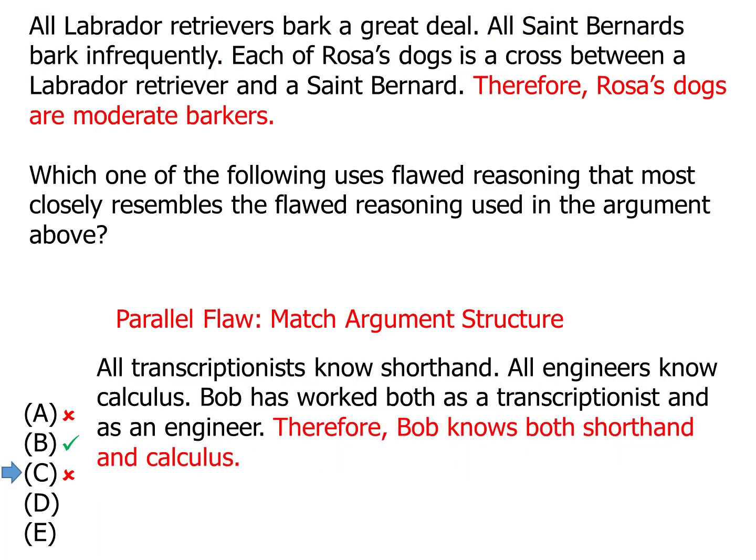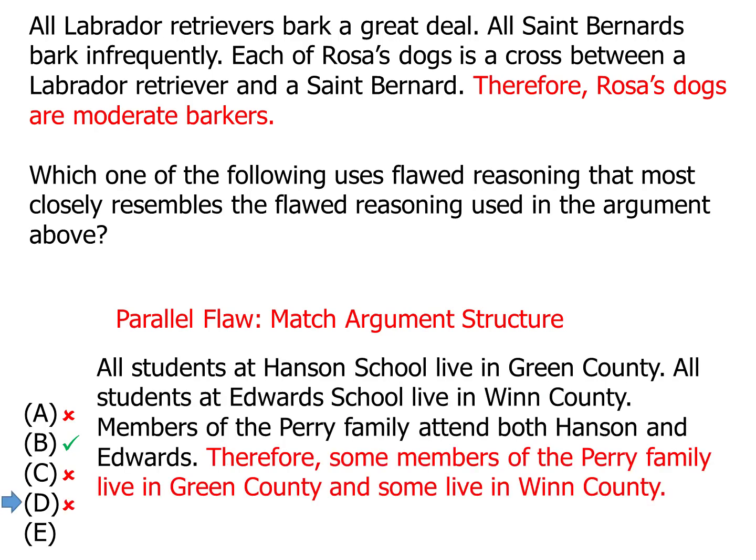So just to see why the other answers aren't right, look at C. Now C's problem can be most easily identified by the conclusion. We need Bob to be halfway between shorthand and calculus, not knowing both. Answer choice D also has a bad conclusion. So we need the Perry family to be halfway between Greene County and Wynne County, but instead part of them live one place, part of them live somewhere else.